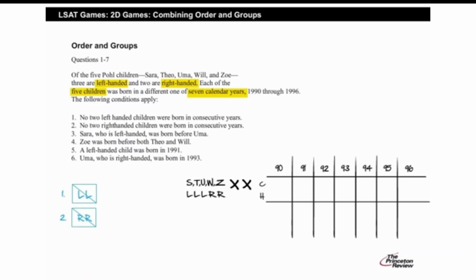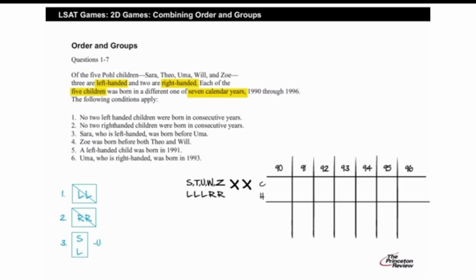Next, Sarah, who is left-handed, was born before Uma. This is 2 pieces of information in 1 clue. First, create a block corresponding to how it will look in the chart to show the SL group. Then add on the range aspect. This block has to come sometime before U.